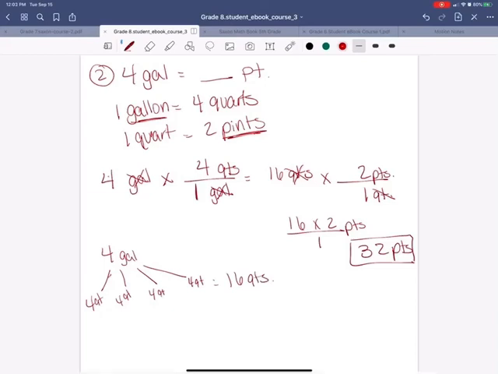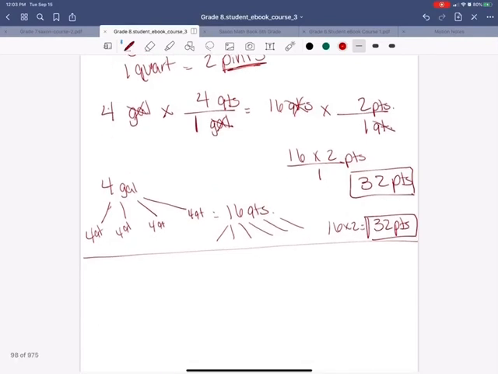And then for every quart, there's 2 pints. So that just means that we're breaking down this 16 times. Here we've got 16 times the 2 pints. So that's just 16 times 2, which is 32. So that's 32 pints. Just a few different ways to look at it.